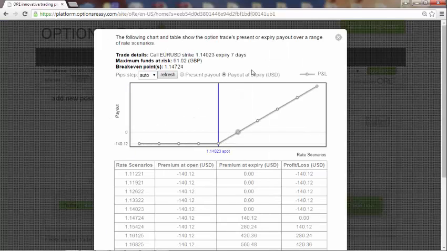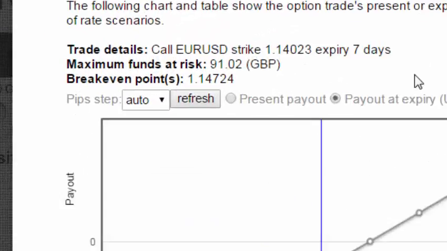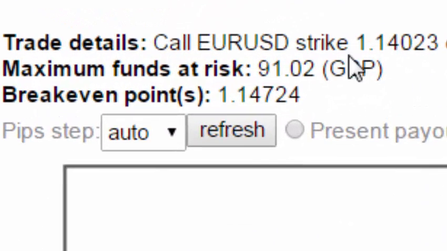Here you are given a scenario chart and table. It shows you the payout over a range of market rates. The vertical axis is the profit or loss, or the payout, and the horizontal axis is the market rate. The blue line here indicates the current market rate. The reserved price, known as the strike, is noted at the top here, 1.1402.